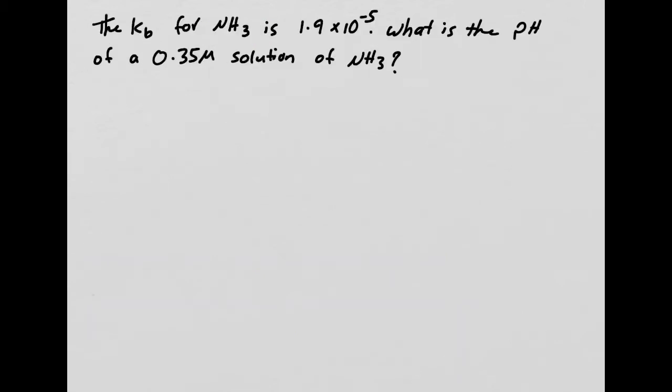All right, here's the next problem. The Kb for ammonia is given, and they ask you what is the pH. So how do we do this? The same as before. I'm going to say, okay, ammonia. What is ammonia? It is a weak base. So in this problem, I have nothing but a weak base.